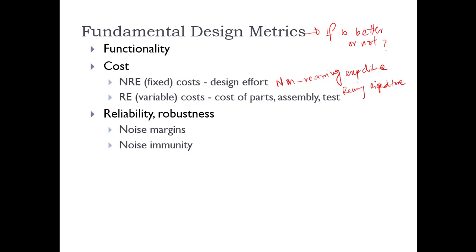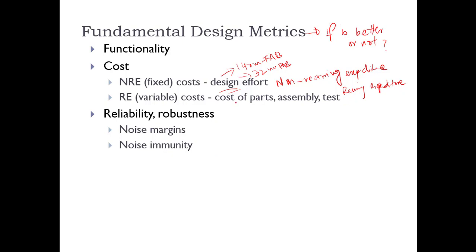So the NRE cost, for example, is the design effort. So all the engineers that a company has hired, they spend their time, so the company has to pay. So that is the design effort. Also the fabrication plant. For example, I told you before that a 14 nanometer fab is different from, let's say, a 32 nanometer fab. So it costs to develop these fabs. So that is also NRE cost.